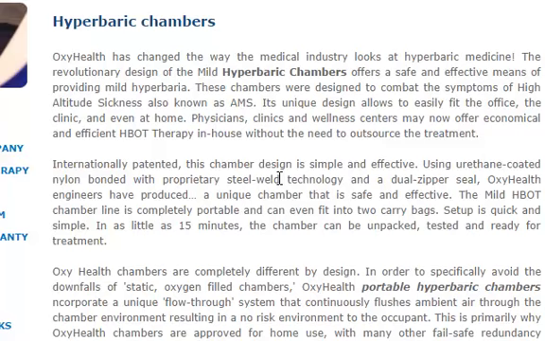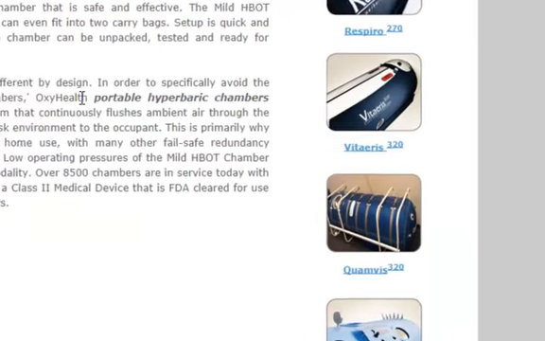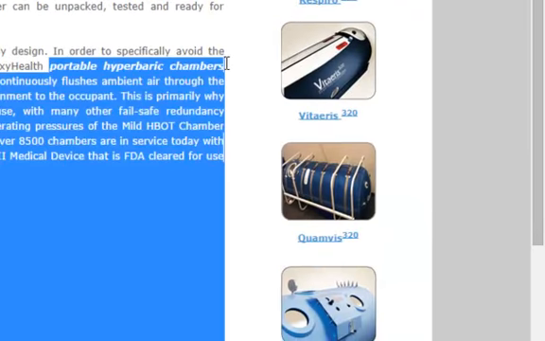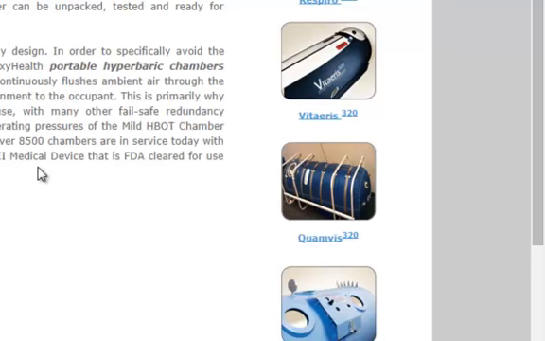I'm just gonna do portable hyperbaric chambers because this is the first place that I really heard of them. I didn't see them anywhere else. So I'm gonna keep that in mind. I might want to look that up a little bit later, considering that there are more.